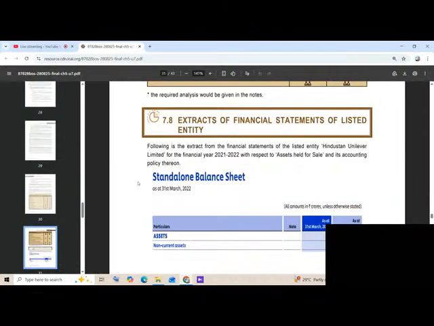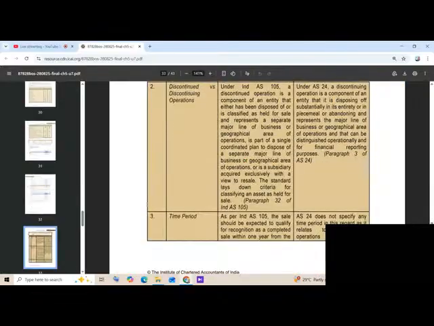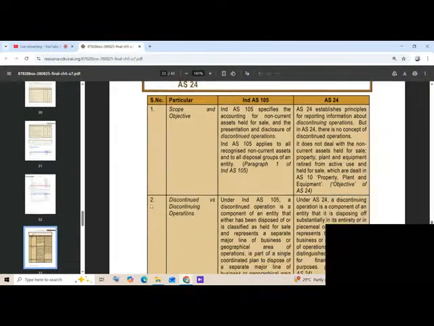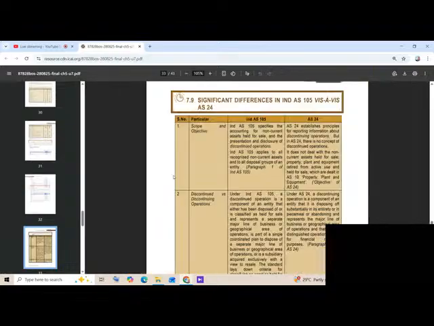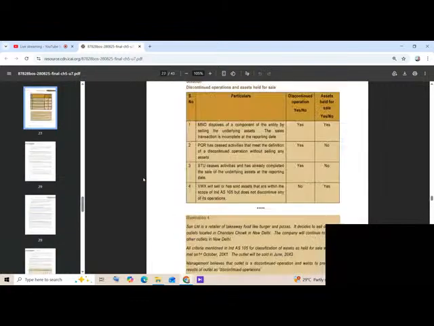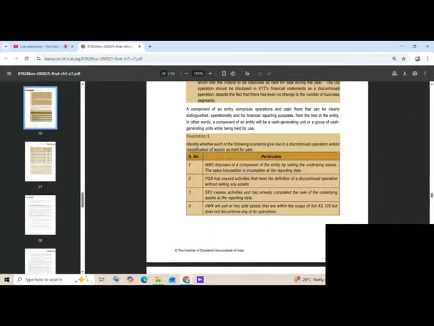Okay, fine, we have done. Also, the significant difference between 105 and 24. Okay, we'll leave this now. We'll go to this illustration.